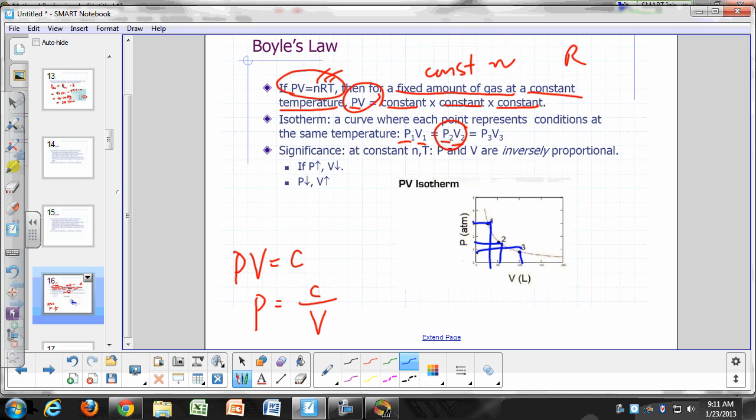Okay. The significance of this relationship, like I said, is that whenever the product of two things is a constant, we say those two things are inversely proportional. If one goes up, the other one goes down.